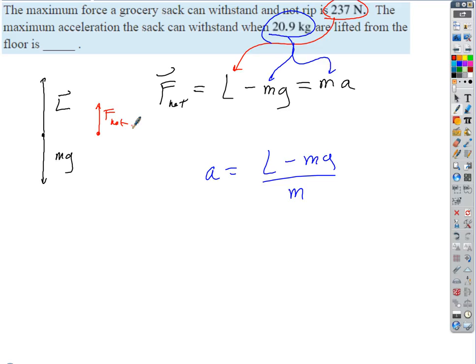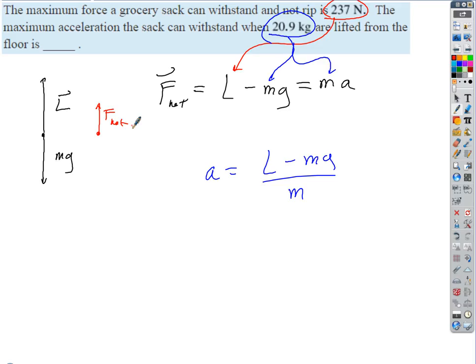But if I lift too hard, I'm going to rip the bag. It can only withstand so much lifting force before the bag's going to rip, right? But I want to pick it up as fast as I can. So I want to see what's the maximum acceleration I can impart to this bag without ripping it.